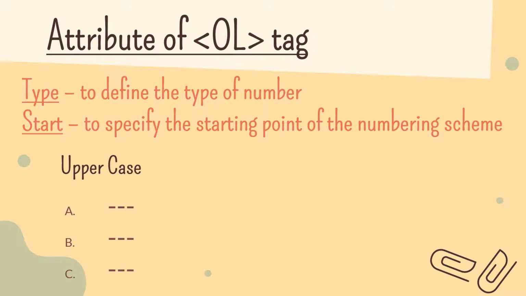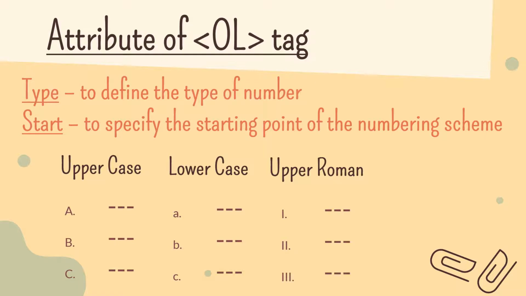Type attribute can have different values. One, by default value was 1, 2, 3. We do not need to define it. Other types are uppercase letters. If you want to give numbers as capital A, B, C, you will define the type is equal to A. Second is lowercase letters. If you want to define the numbering style as small a, b, c, you will define the type is equal to small a in double quotes. Similarly, we can have the upper Roman letters and the lower Roman letters.